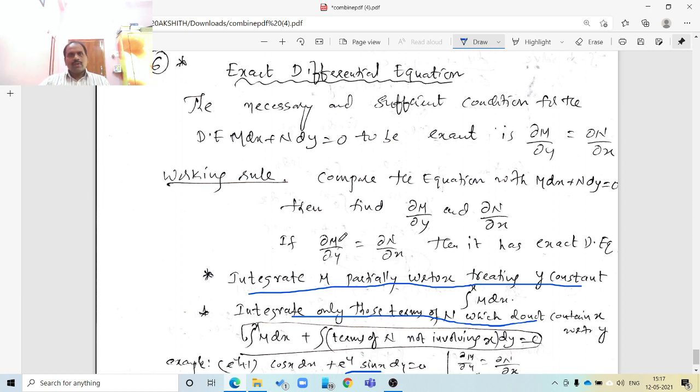In this entire topic of differential equations, the important things are, first, we have two types of differential equation: ordinary and partial. Today we are only dealing with ordinary differential equations. In ordinary differential equations, we have three important concepts: order and degree, formation of differential equation, and solving the differential equation. In solving the differential equation, we have 6 methods: variable separable, homogeneous, non-homogeneous, linear, Bernoulli's, and the last one, exact differential equation.